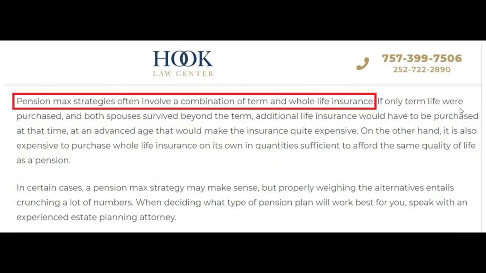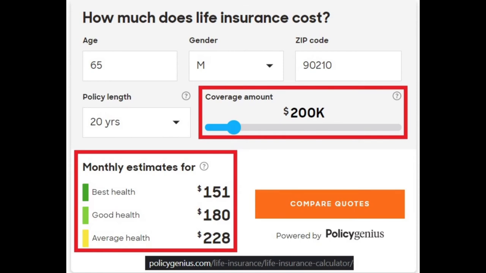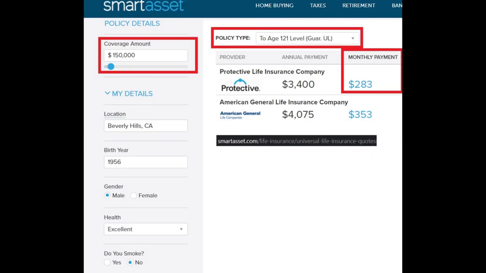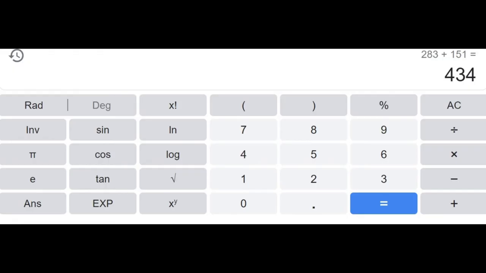This is one reason why sophisticated Pension Max scenario planners often use a blend of temporary and permanent insurance. For example, maybe the pensioner gets $200,000 in a term policy and $150,000 in a guaranteed universal life policy. The combination of premiums is still in the neighborhood of $400 a month, assuming that is the best health rating.